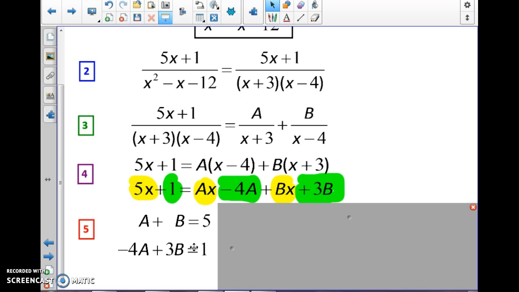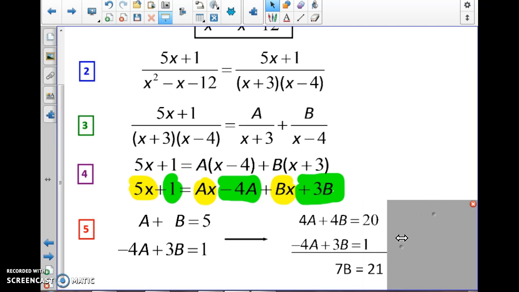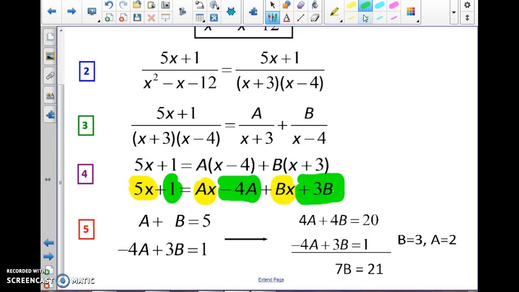From here, I can choose to solve the system of equations in whatever manner I want, whether it is substitution or elimination, whatever works best for you. What I decided to do was use elimination. So I multiplied the top equation by 4 and combined them to give us 7b equal to 21, which means b equals 3. And then once you get b equal to 3, you substitute that 3 back in over here to get a equal to 2.